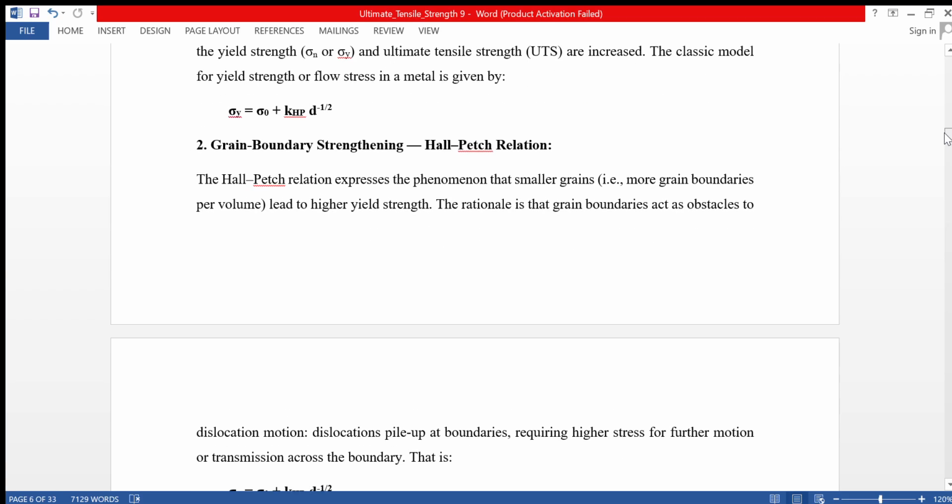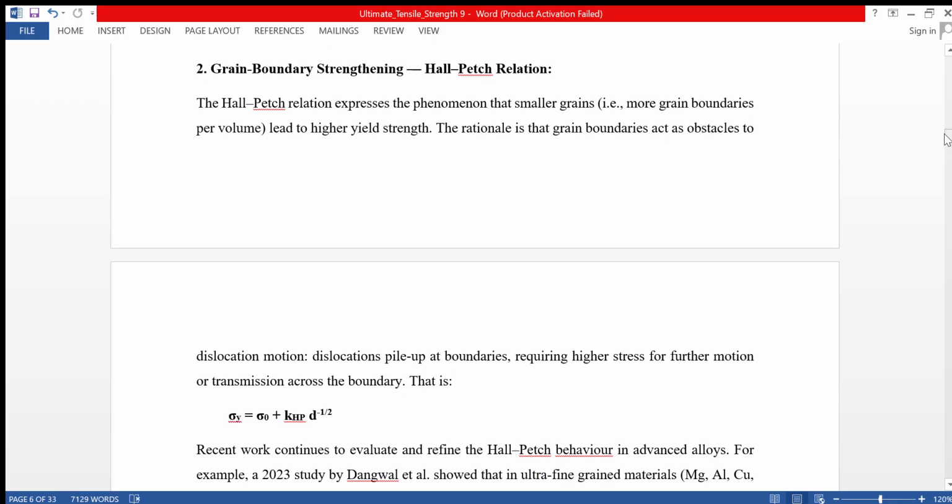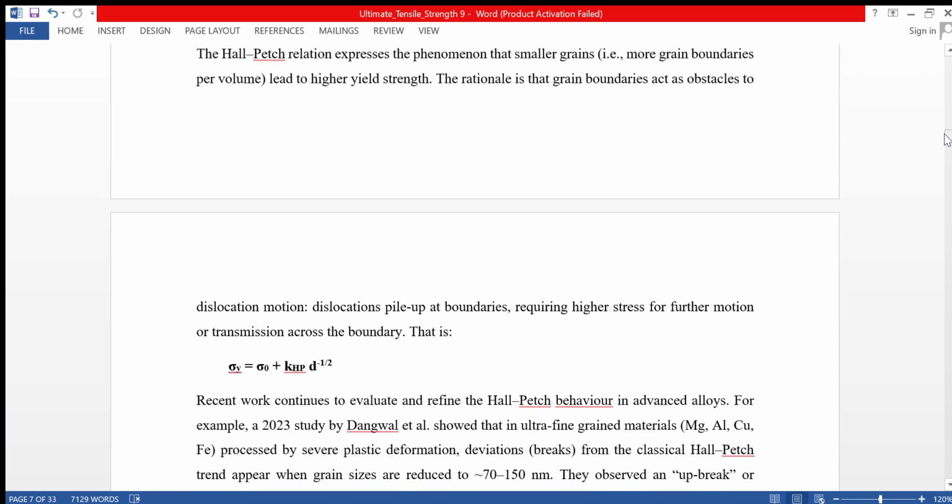mechanics. Grain boundary strengthening, the Hall-Petch relation. The Hall-Petch relation expresses the phenomenon that smaller grains, i.e., more grain boundaries per volume, lead to higher yield strength. The reason is that grain boundaries act as obstacles to dislocation motion, and dislocations pile up at boundaries, requiring higher stress for further motion or transmission across the boundary. That is given below. Recent work continues to evaluate and refine the Hall-Petch equation for behavior in advanced alloys.